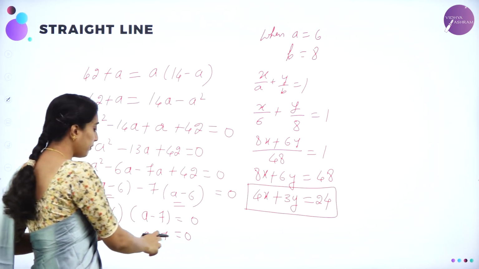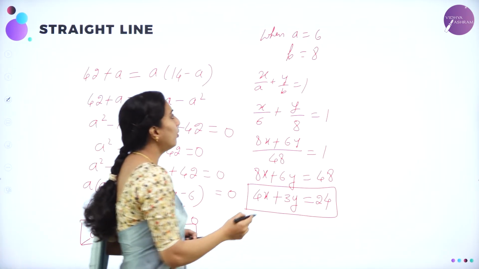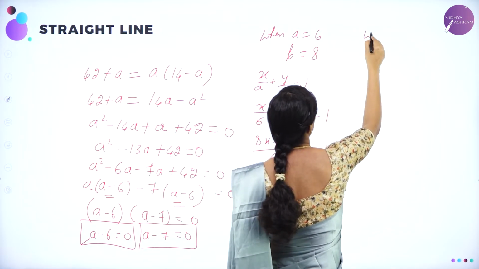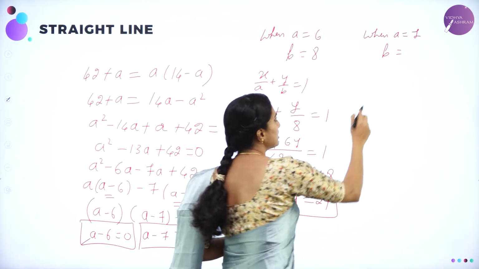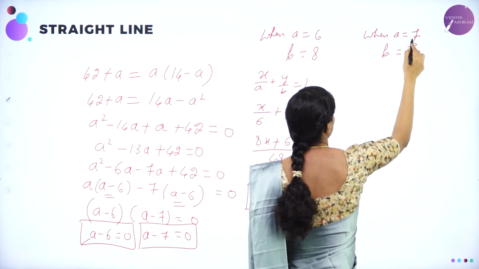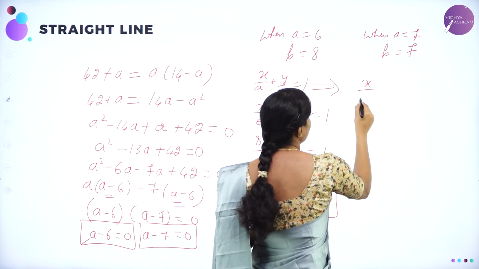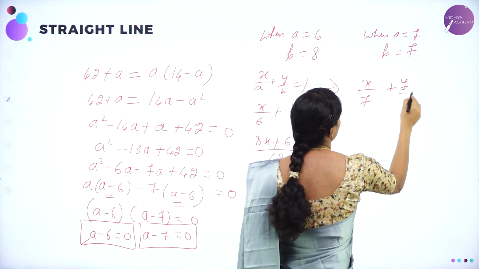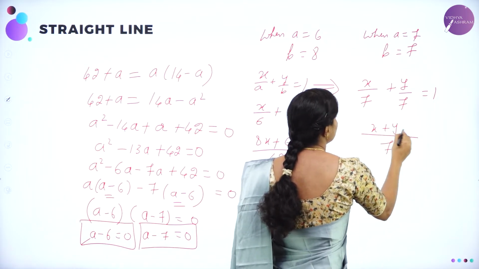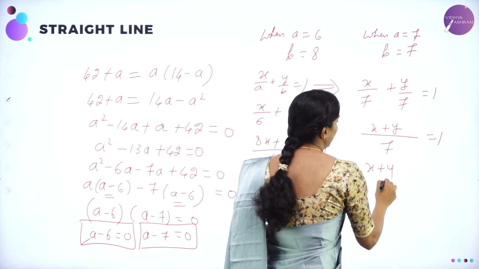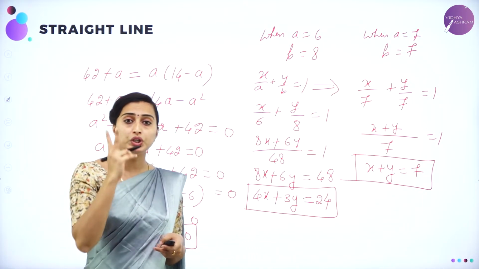But I have got a minus 7 equal to 0. So, both the values will be giving two equations. Therefore, when a is equal to 7, b is 14 minus 7, which is 7. So, therefore, the same equation I can substitute, x divided by 7 plus y divided by 7 equal to 1. 7 is the LCM. X plus y is equal to 1, otherwise, x plus y is equal to 7. This is another equation. Therefore, you are getting two equations for this.